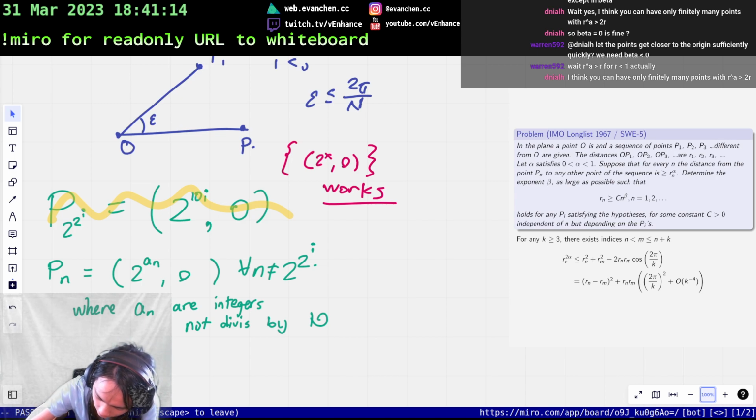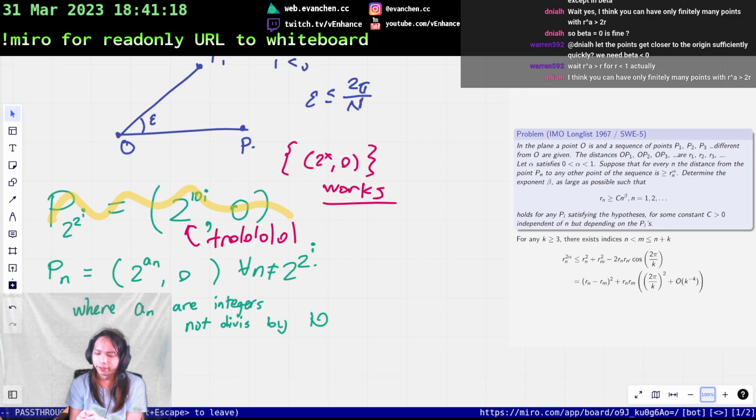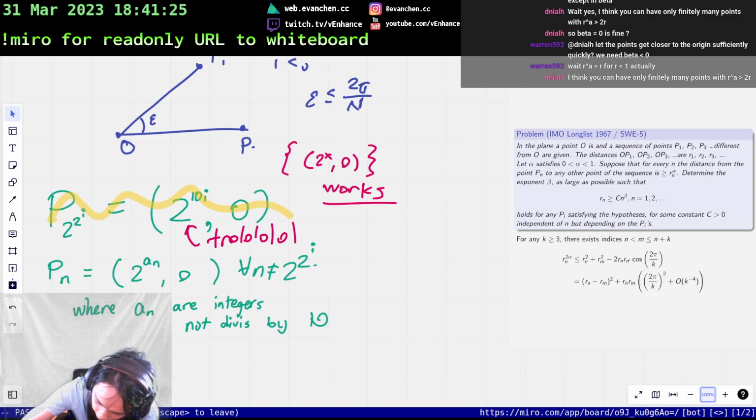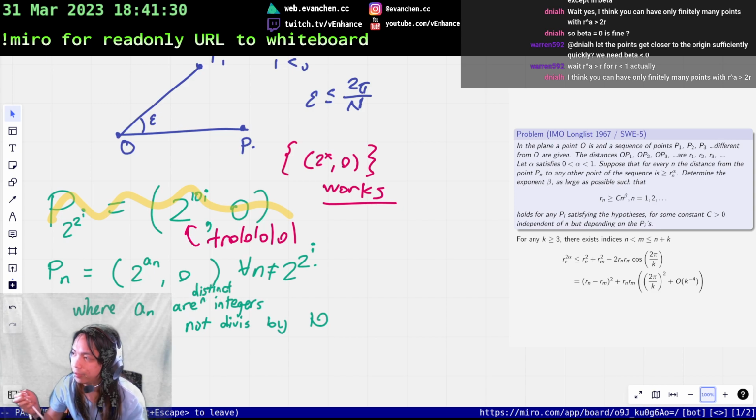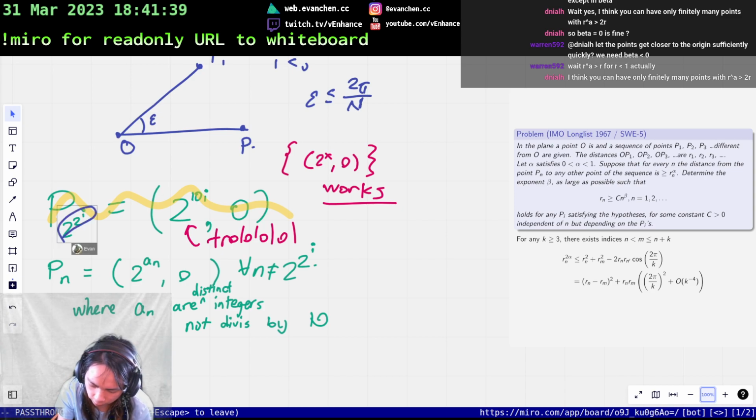So like trollolol, right? And then, you know, the other points, they can be whatever they want. Just use any distinct integers. And then now there is no constant c and beta for which 2 to the 10 to the I will exceed, you know, 2 to the 2 to the I or whatever it is, to the beta, for any beta greater than 0.